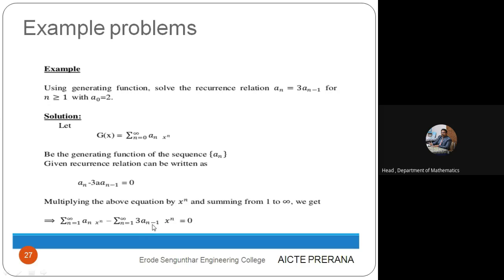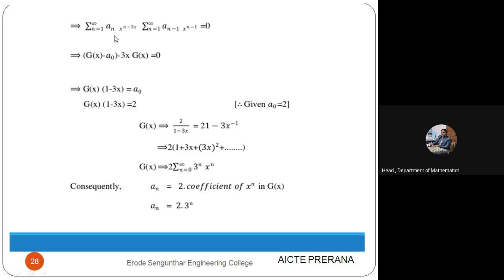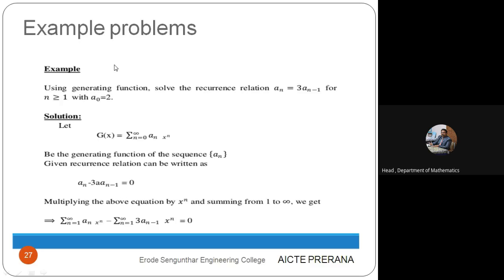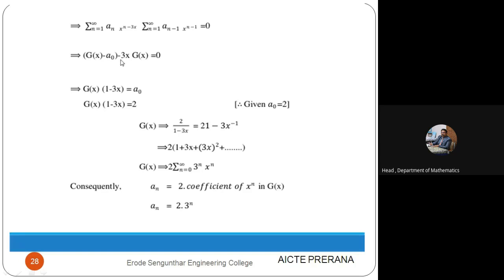Here we have 3an minus 1, but here x power n. We need the same terms an minus 1, and also here we want 3 x power n minus 1. Therefore, we multiply x power minus 1 into x. Therefore, minus 3x into, we expand this, we get the same g of x. Therefore, here we substitute g of x. G of x minus, given that a naught equal to 2, therefore g of x minus 2 minus 3x into g of x equal to 0.